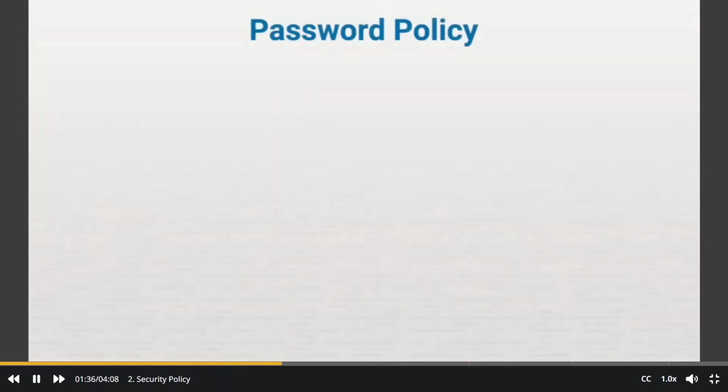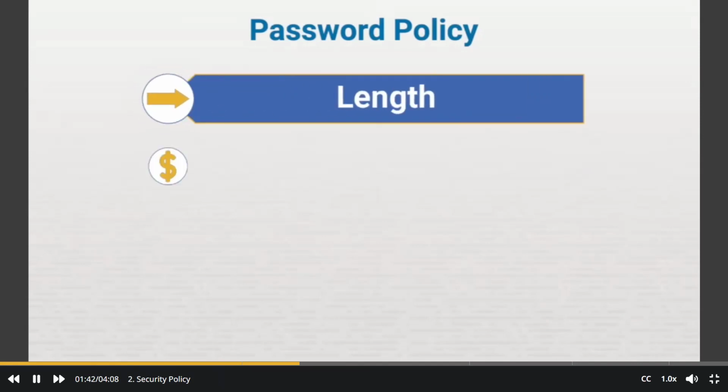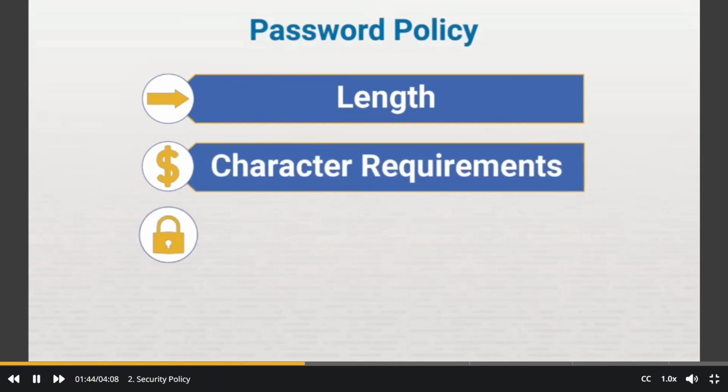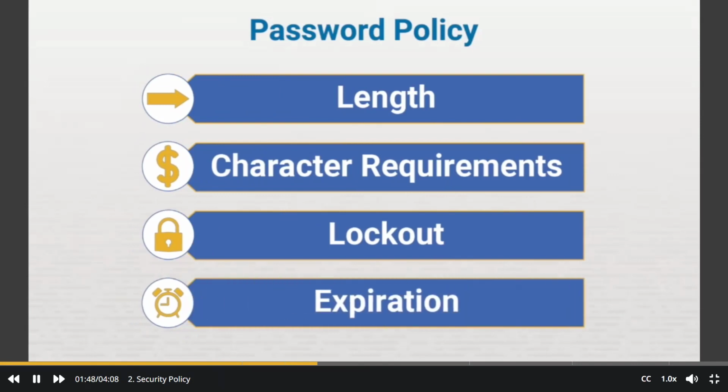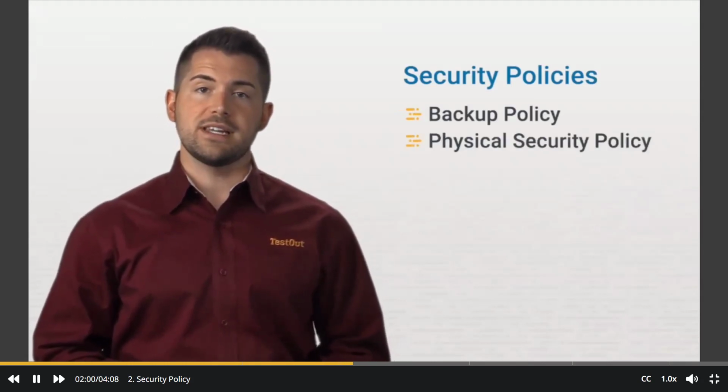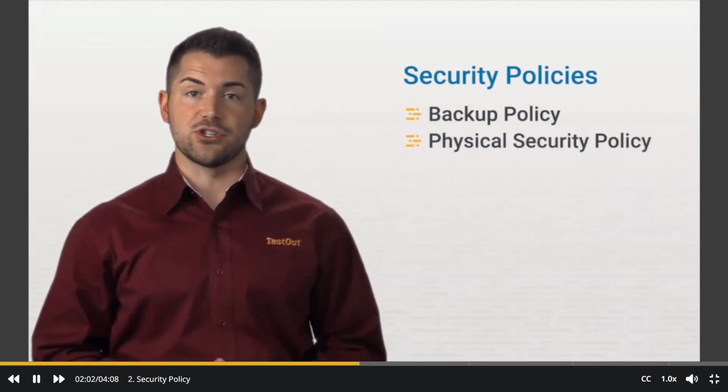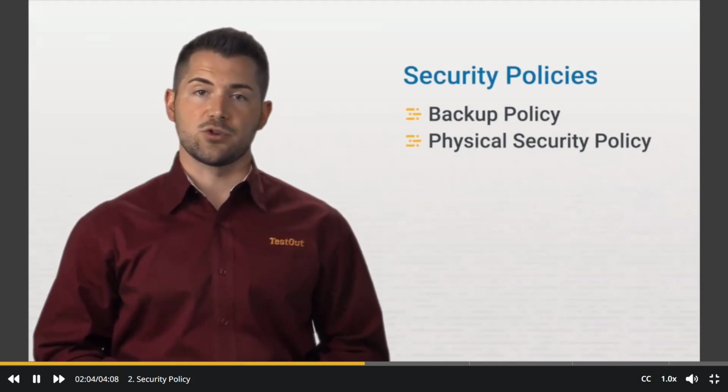A password policy identifies password requirements on company-owned systems. These policies can specify how long a password needs to be, which character types are allowed, how many failed attempts a user has before being locked out, and how often a user needs to change their password before it expires. A backup policy outlines how often backups should be run, where they should be saved to, and how long they should be maintained. A physical security policy identifies who's permitted access to restricted areas and how that access is granted.